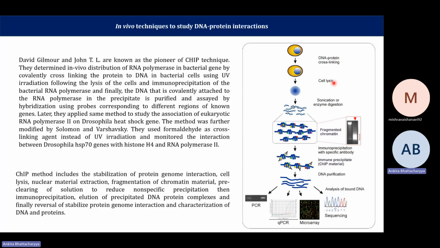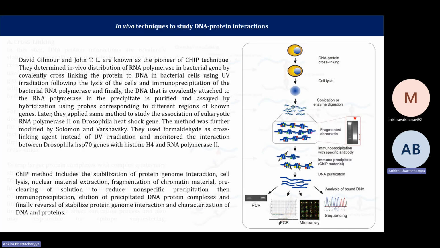After cross-linking, cell lysis gives you this sort of extract, which you subject to sonication and enzyme digestion. Then you fragment the chromatin and immunoprecipitate with an antibody against your protein of interest. What you get as your precipitate is your ChIP material. From there, you purify your DNA sequence of interest and analyze it using multiple methods. Most commonly, you would find ChIP-qPCR performed as a validation of ChIP-sequencing data.